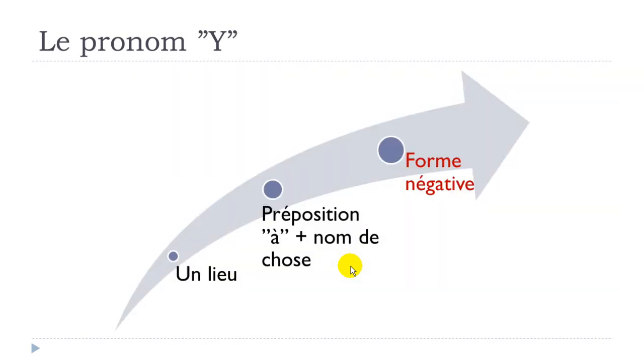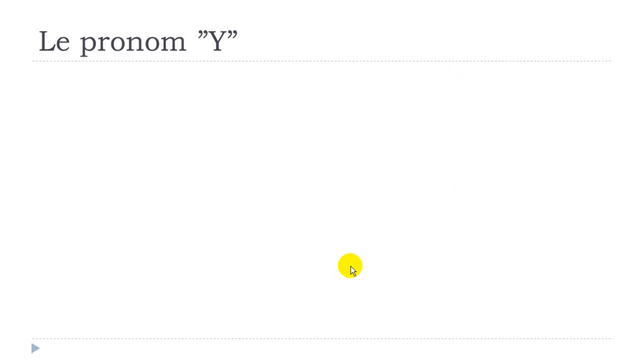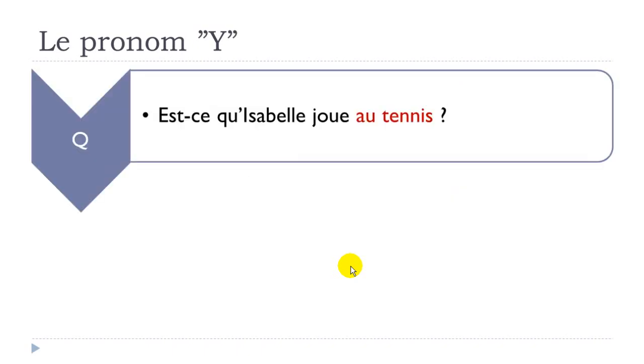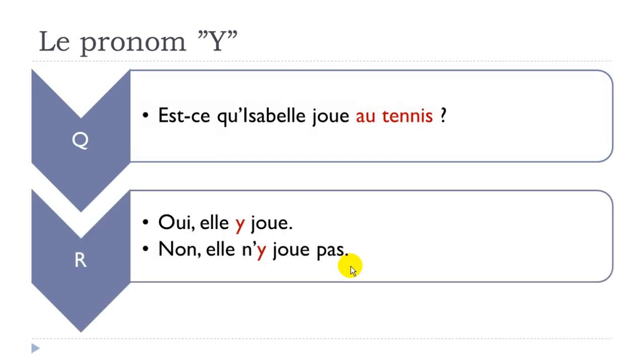So now we'll see how to construct these sentences with the pronoun Y, but then when you're using the negative form, okay? Est-ce qu'Isabelle joue au tennis? First option, oui, elle y joue. Second, non, elle n'y joue pas. All right? So the negative form should be before the pronoun here, okay? And then, as usual, remember the ne followed by a vowel, they don't really get along, so the e should go away. So you take it away and you get n', y, joue, and after the verb, you put your pas, okay?